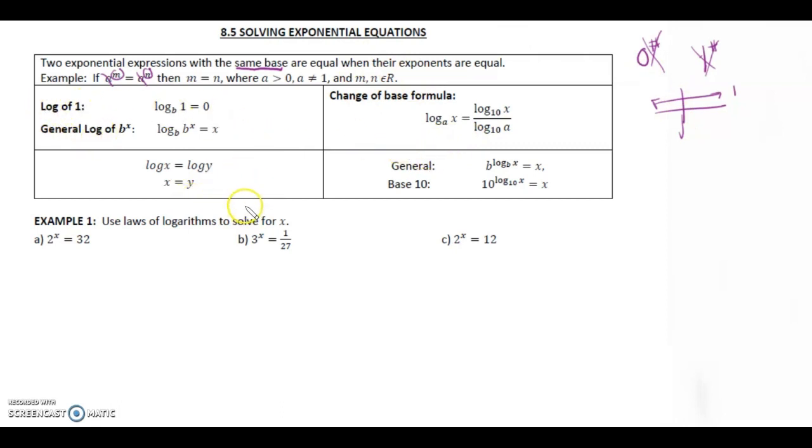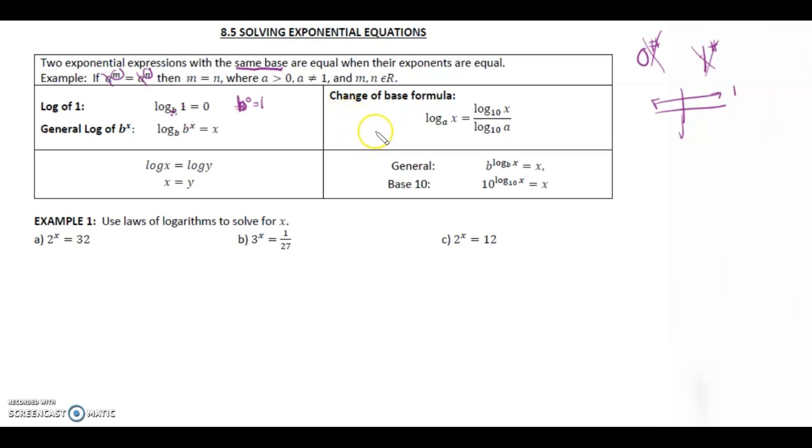So here are some more formulas and some more laws. Log base b of 1 equals 0. That's because any number to the exponent 0 is going to give you 1. Remember, this base to what exponent is going to give you 1? That's what it's asking. And we have the general log base b of b to the x. Again, remember that cancels out, and we have x.